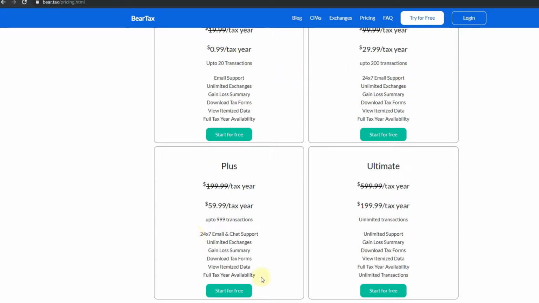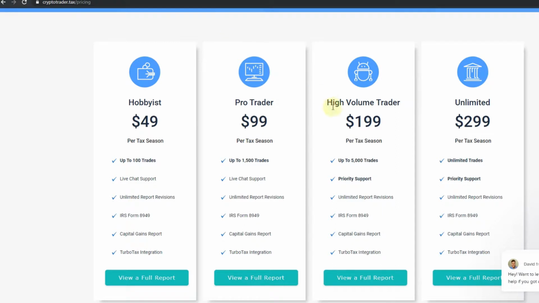There are a little bit of differences, and if you have really a lot of trades, then I think you're better off with the Bear.tax, which has the offer for $199 per tax year and unlimited transactions. And the same thing with Cryptotrader.tax: same price, but only up to 5,000 trades.